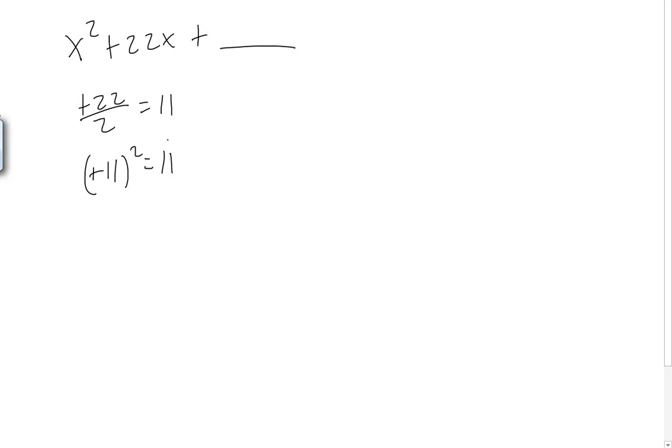So for example, if I was given x squared plus 22x, the question is, what number do I have to add in order to complete the square? Well, what I'm telling you is take positive 22 and divide it by 2 to get positive 11. Positive 11 squared gives you 121. So notice x squared plus 22x plus 121 factors to be x plus 11 squared.